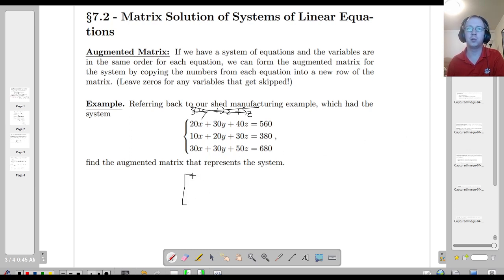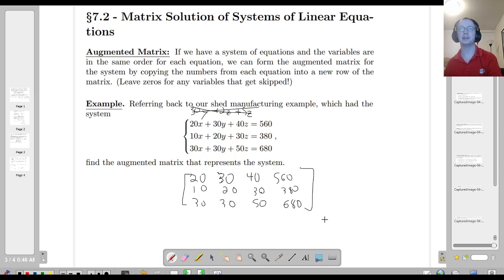For the first row, my first equation, my first coefficient is 20. Then I've got 30, 40, 560. Okay, let me make this a little clearer. Second equation, I've got 10, 20, 30, 380. And then, sorry, having trouble writing the numbers there. The third equation, 30, 30, 50, 680.